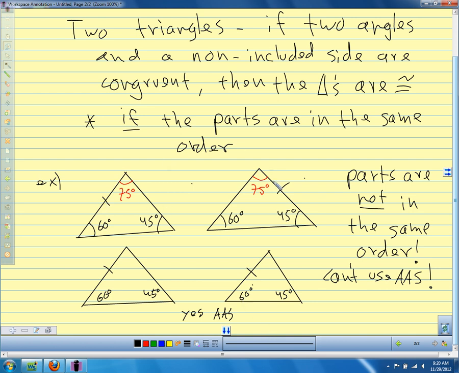But because on these triangles, the congruent sides are not next to the same angles, they don't match up in the right order. And we're going to look at some more examples of when it works and when it doesn't. That's what we're going to do next.